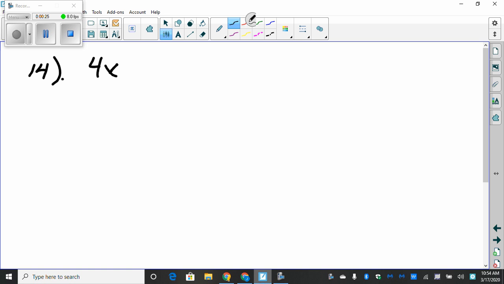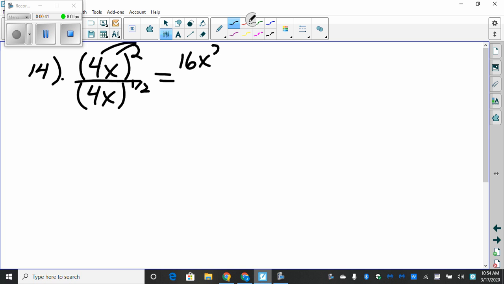What we have is (4x) squared over (4x) to the 1/2. You could just say (4x) to the 2 minus 1/2 and do it that way, but I think it's easier to see it this way. Look, that 2 is going to affect both, so that'll be 16x squared over, and that 1/2 is going to affect both. 4 to the 1/2 is 2, x to the 1/2, so the 16 over 2 is simply 8.